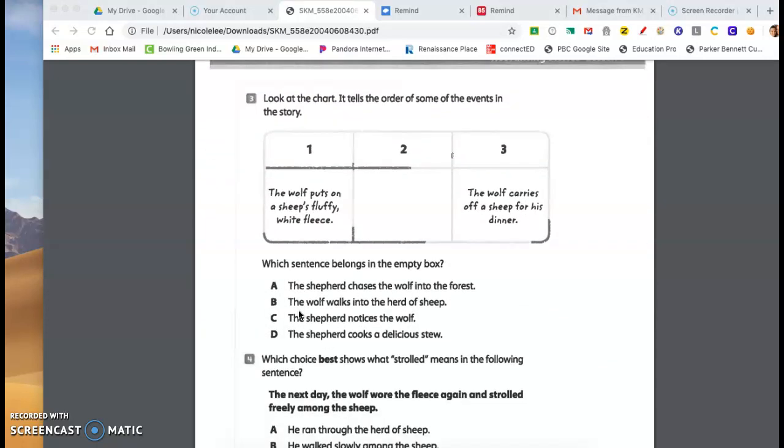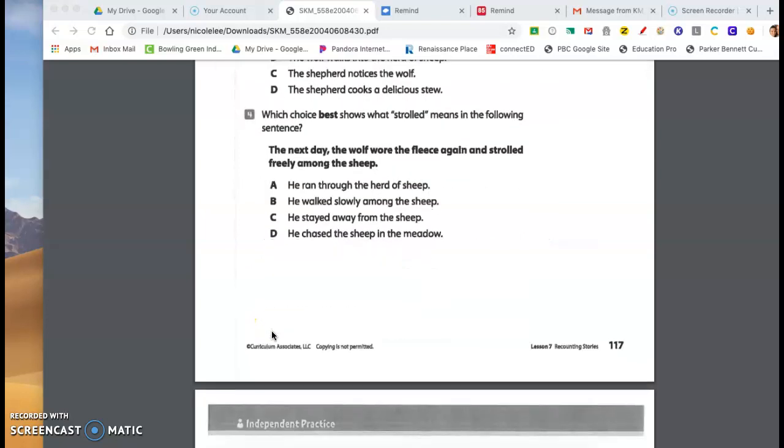When you go to number 3, it tells you to look at this chart and put the events in order in the story. So the first box is done for you, the second box is empty, and the third box is already filled in for you. And it's asking you which sentence belongs in this empty box. So that would be the middle of the story. So you will choose and circle. You don't have to write it in the box. Circle A, B, C, or D. That is the correct answer. Number 4.